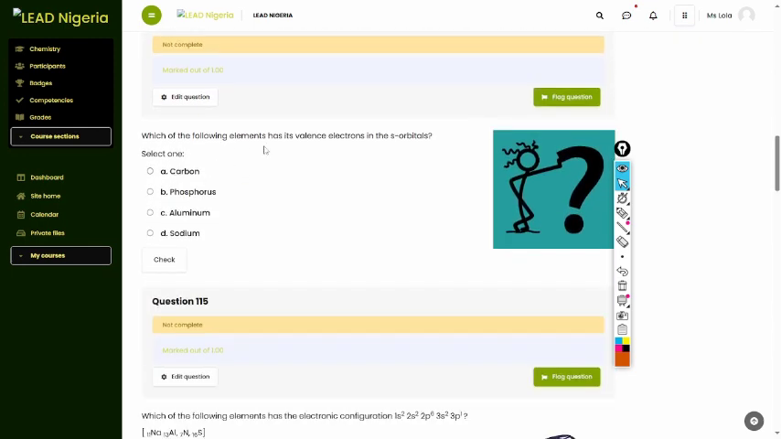Which of the following elements has its valence electrons in the s orbital? Let's find out the configurations of these elements and see where the last electrons fall. Then that will tell us what orbital it belongs to. Starting with carbon, the atomic number of carbon is 6. The configuration is 1s2, 2s2, and 2p2. So 2 plus 2 plus 2 will be 6. The valence electron is in the p orbital.